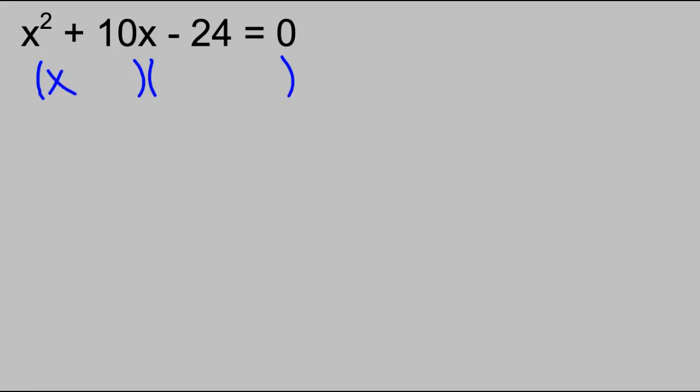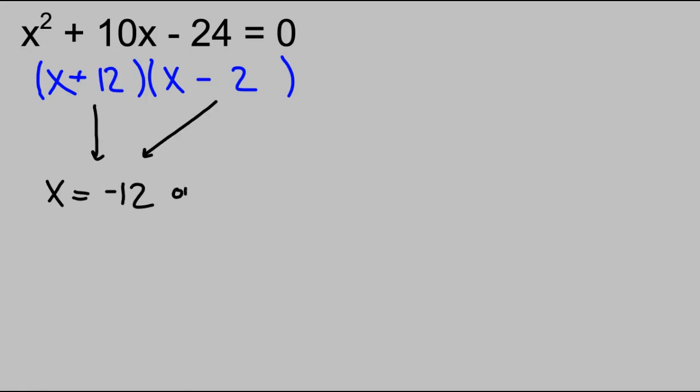What does it factor as? Yeah, a lot of people think 6 and 4, but that's actually not it because the last term is negative, so the signs have to be opposite. And 6 and 4 add up to 10, but these aren't going to add, they're going to subtract, so it's 12 and 2. Another one of those tricky ones. So the best way to solve if it factors easily is by factoring. And so in this case, my two solutions are going to be x equals negative 12 or 2.